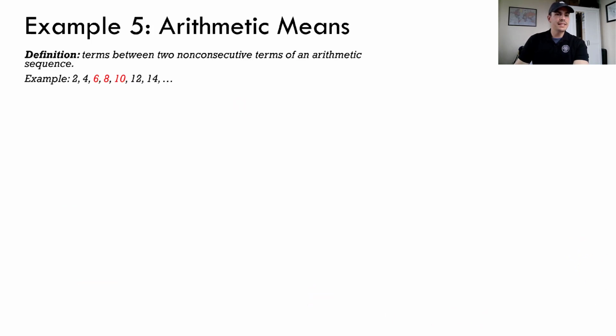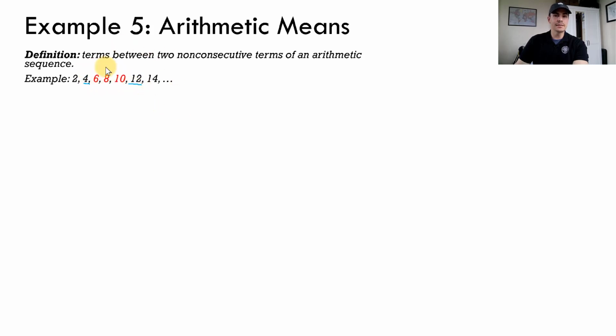Alrighty, fifth example, arithmetic means. All an arithmetic mean is, those are just terms between two non-consecutive terms of an arithmetic sequence. So if I said, what are the arithmetic means between 4 and 12? Well, that would be these three terms here, 6, 8, and 10.